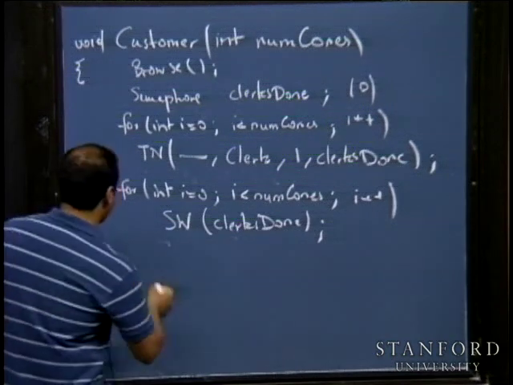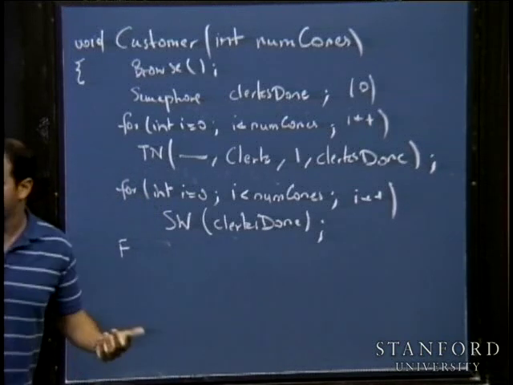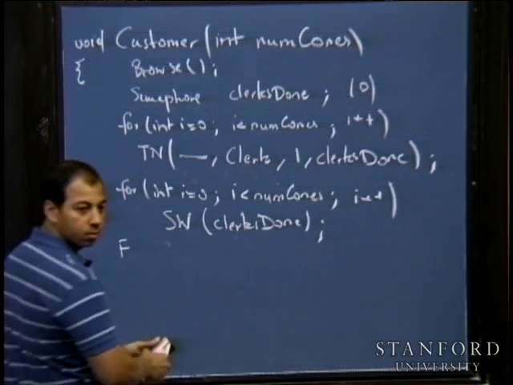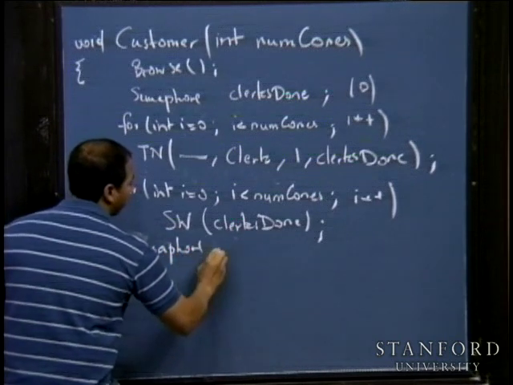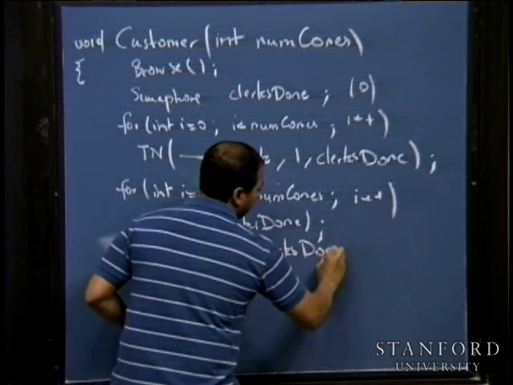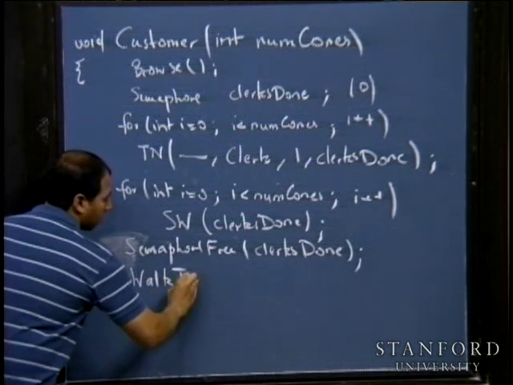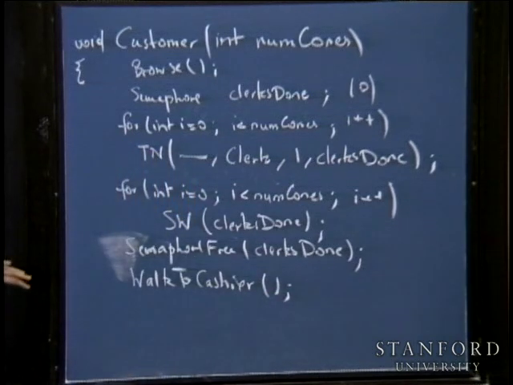So you could just go here, and is it free semaphore or semaphore free? I don't remember. Semaphore free? Okay, you can double check that. Semaphore free, clerks done. And then you walk to the cashier. Starting from this point, we will see how the synchronization works between the customer and the cashier, and I think this is the most tricky and the hardest part of the whole thing.